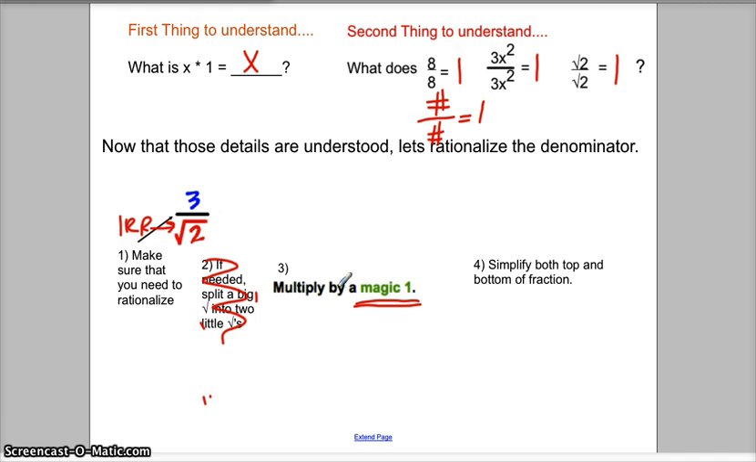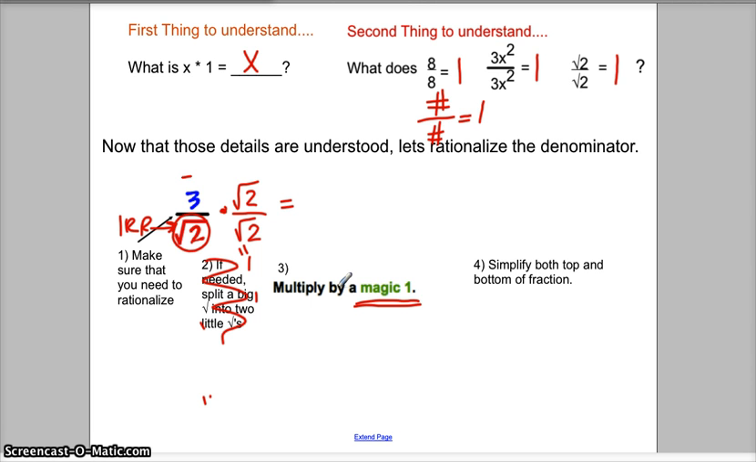Multiply by magic 1. I want to rearrange this so that there's no longer an irrational number on the bottom. We set up above that any number times itself is 1. I'm going to multiply by the square root of 2 over the square root of 2 because the square root of 2 is what I need to get rid of. This is essentially just equal to 1, so I'm not changing the value, I'm changing how it looks.